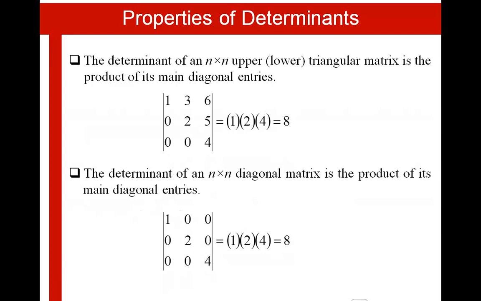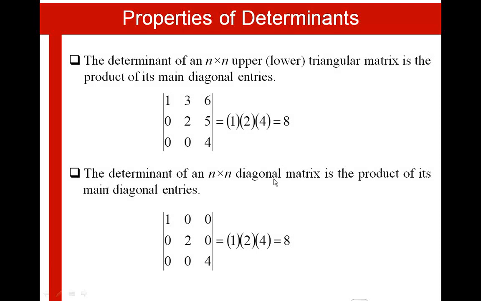More properties. The determinant of an n by n upper or lower triangular matrix is the product of its main diagonal entries. In other words, for this 3 by 3 matrix that we have here, the determinant is obtained by multiplying the elements along the main diagonal, 1, 2, 4, which is equal to 1 times 2 times 4, which is equal to 8. And as you can see, this matrix is an upper triangular matrix. The same can be said if the matrix was lower triangular.